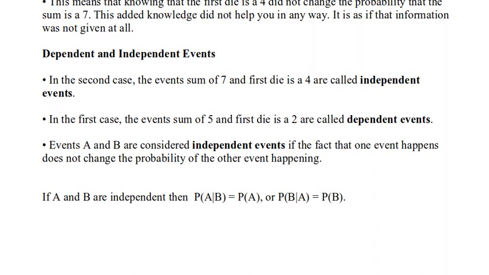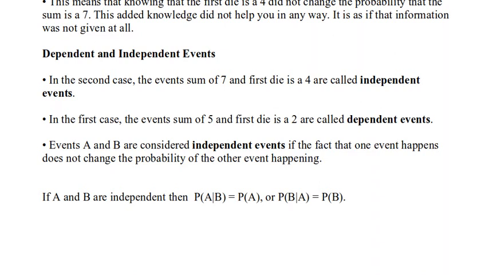In the first case, the events a sum of 5 and the first die is a 2 are dependent events. Knowing that we had a 2 changed the probability that we could roll a 5. And there's a nice simple way of convincing yourself of that. There's no way to roll a 5 if your first die is a 5 or a 6, because that 5 has to be added to something and 6 is already too big. So knowing that the first die is a 2, at least there is a potential that you'll get a 3 in the second roll and that'll add to 5.